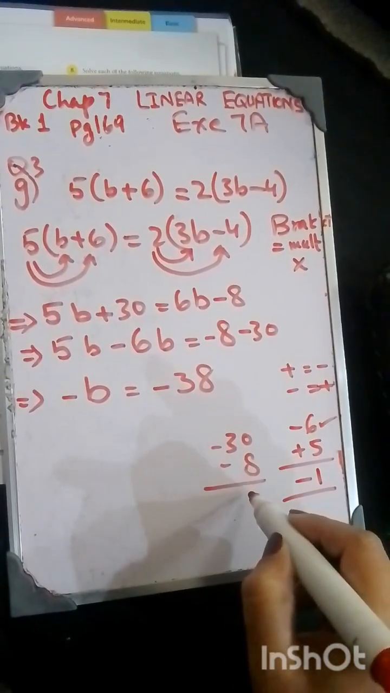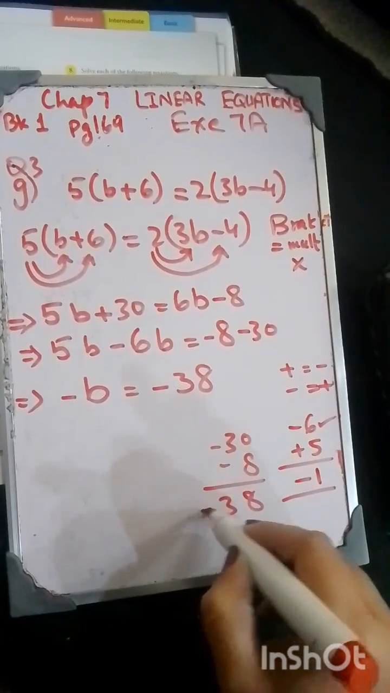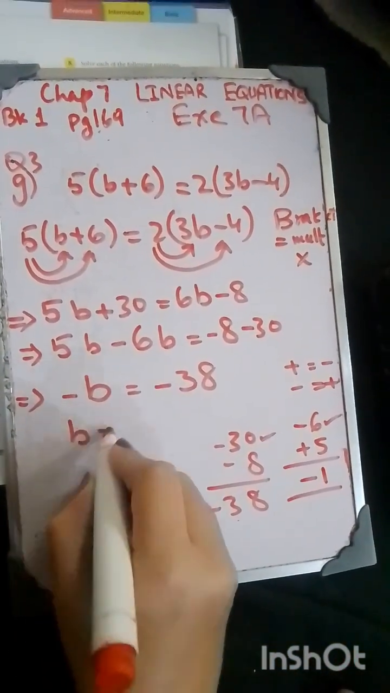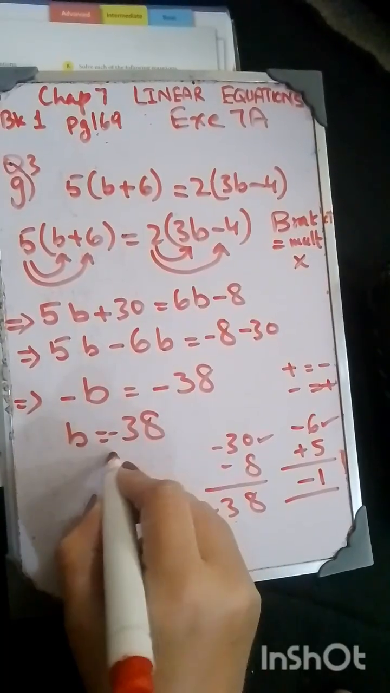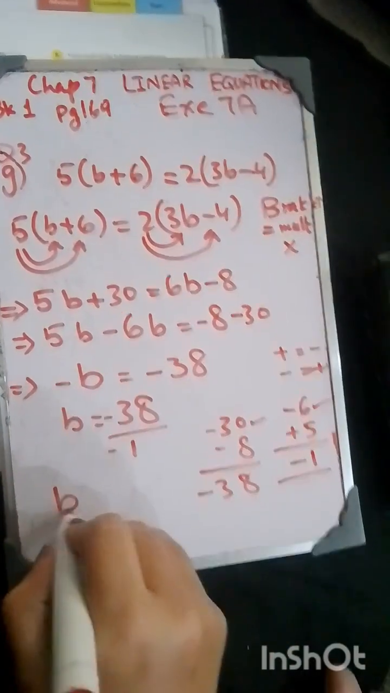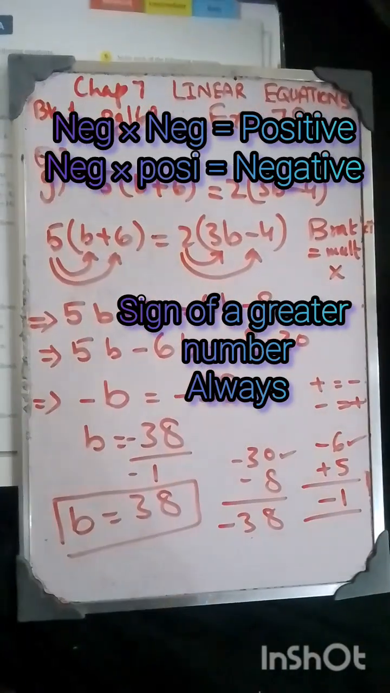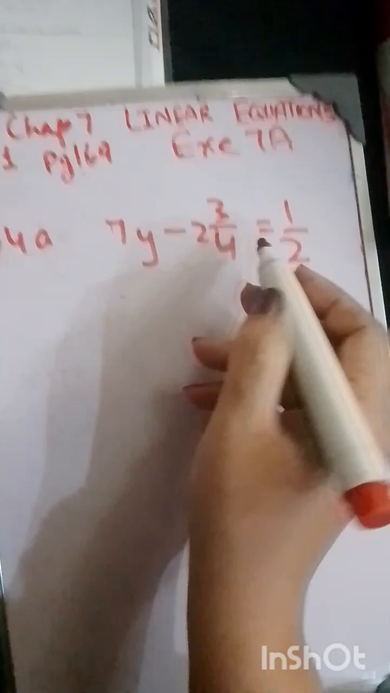Negative negative gives you always positive. Same sign always gives you positive, but alternate signs always give you negative. Keep that in mind. So it will be positive 38. This is how it becomes positive. Why? Because b has a coefficient of negative 1. Alright.